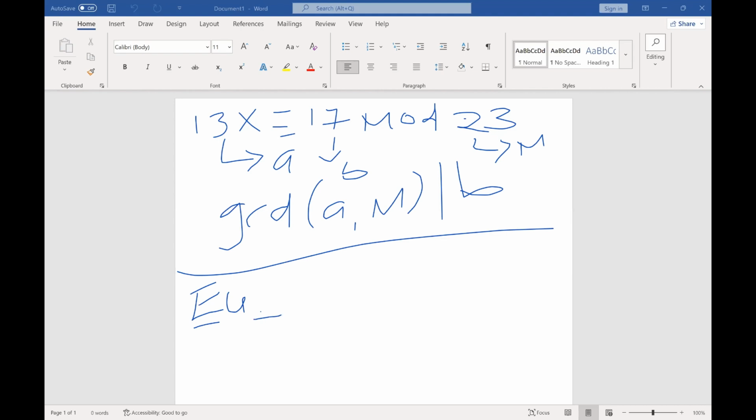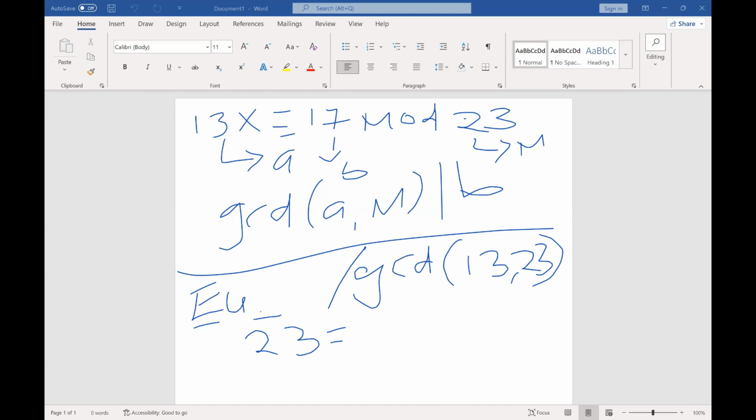Euclid. Okay, so GCD of 13 and 23. Start with 23. How many times does 13 go into 23? Once, with a remainder of 10.